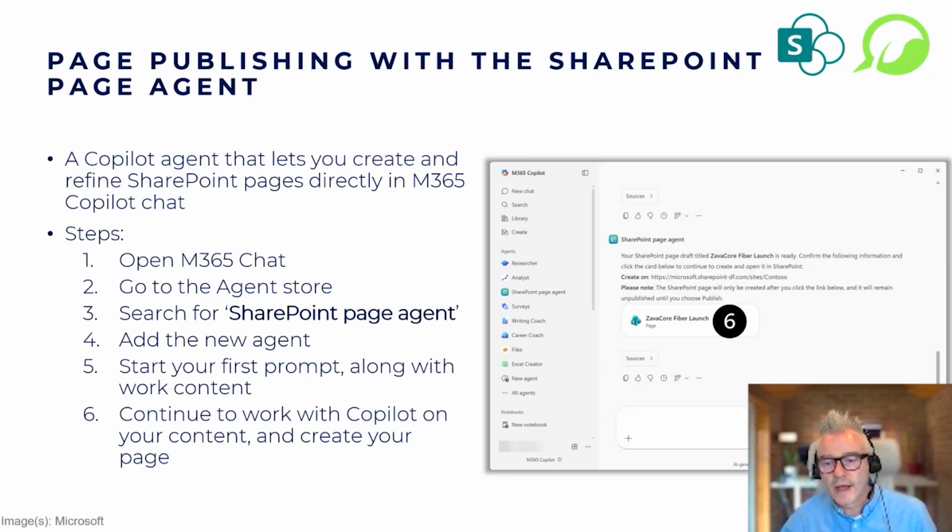It showed it all to me, and then it said, if you'd like to commit that and create a page, choose the SharePoint site you'd like to put it on. A little drop down comes up, and you choose the site, and then it goes into draft mode, ready for you to use.